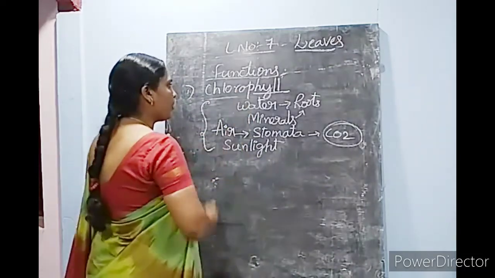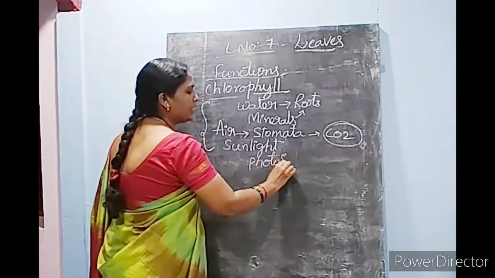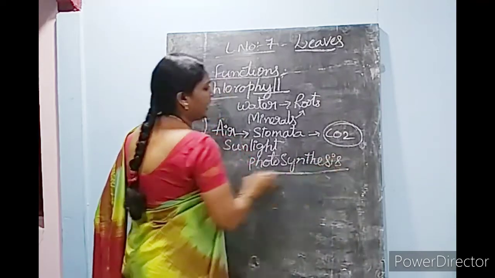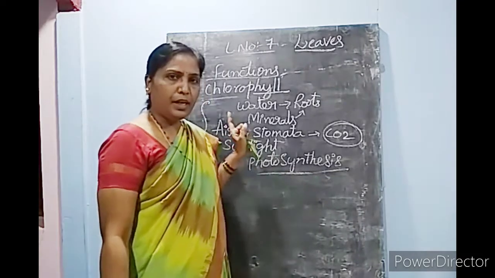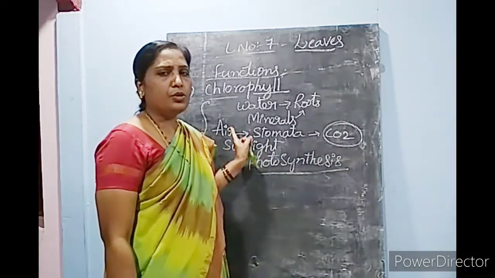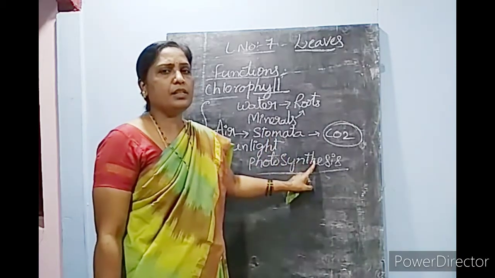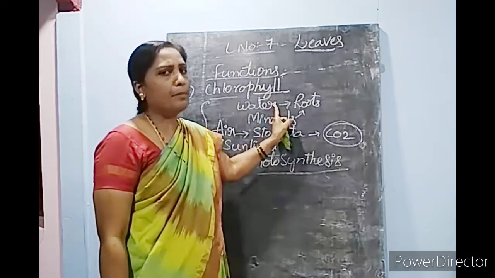Okay, so this process, the preparation of food, is known as photosynthesis. This is the special character of the leaf. No other living organism can do this. Making their own food is known as photosynthesis. So doing photosynthesis is the main function of the leaf.